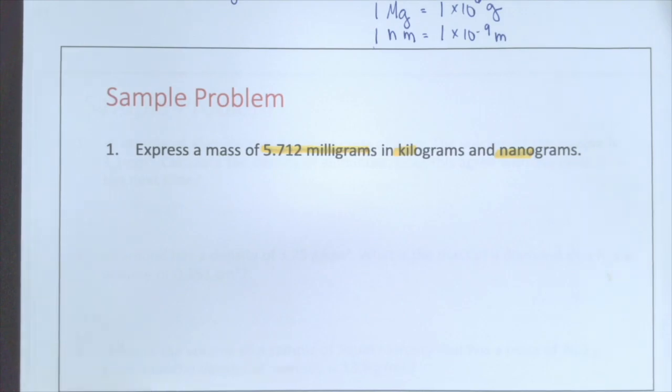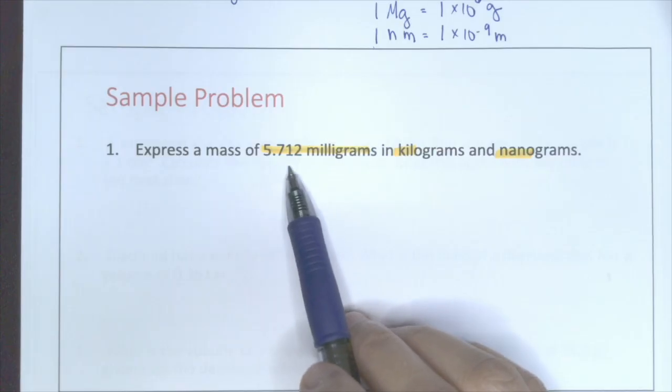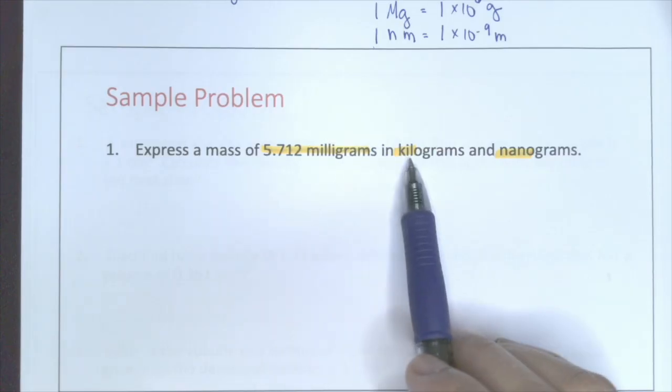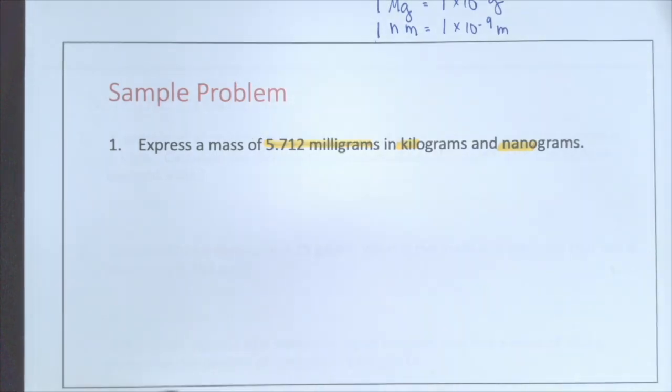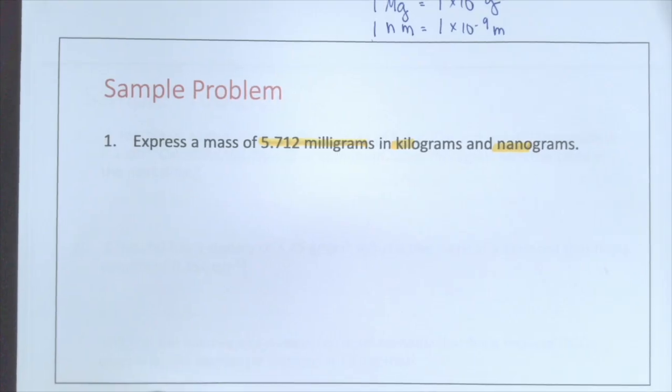Now we're ready to work on the sample problem, and we have to convert 5.712 milligrams to kilograms and nanograms. And the method we're going to be using is called the box method. And yes, I do encourage you to use that method because it's going to be the same method we're going to be using for a lot of our calculations, especially for the harder ones such as stoichiometry in Chapter 3.